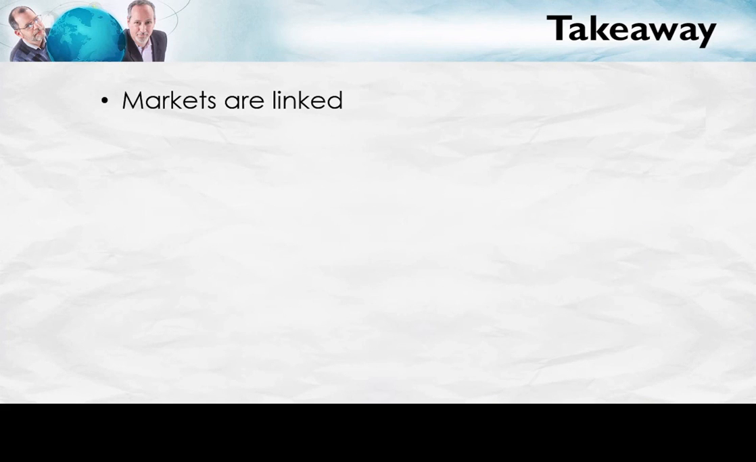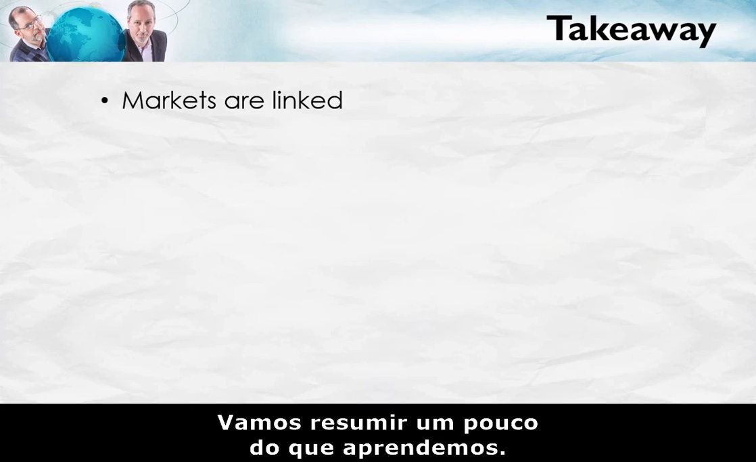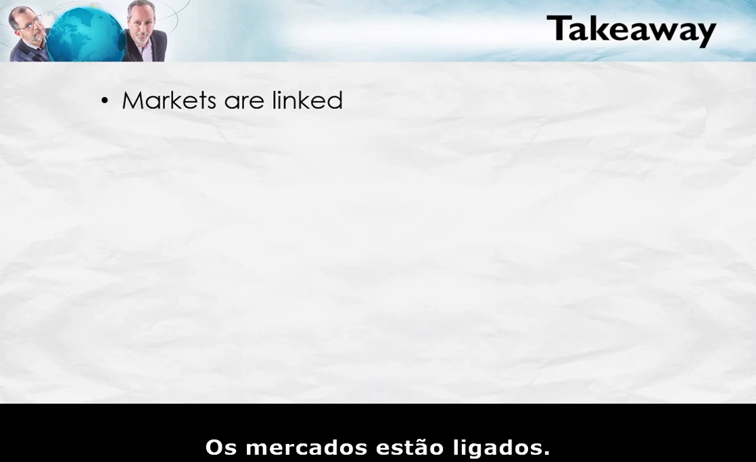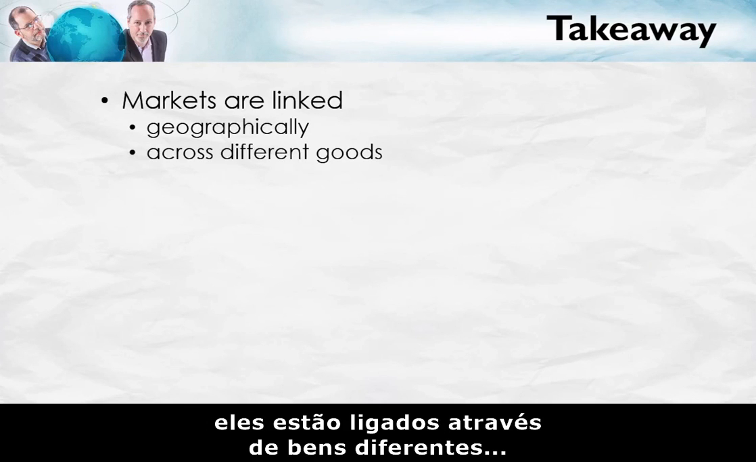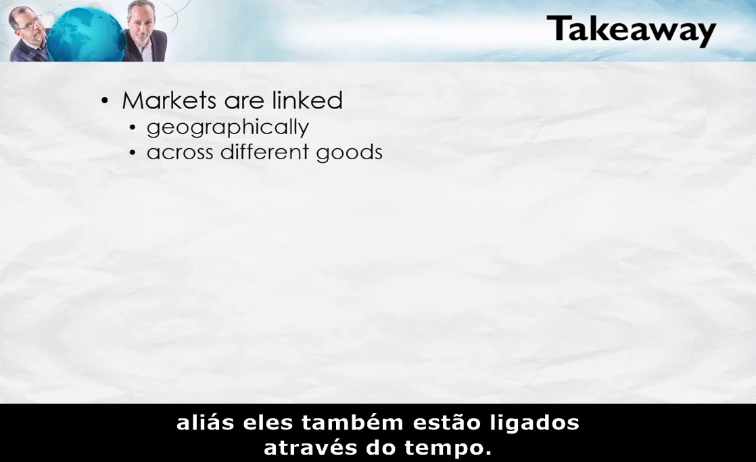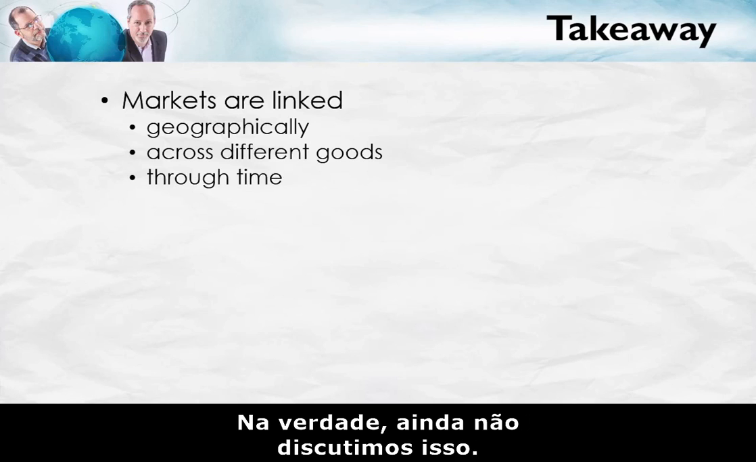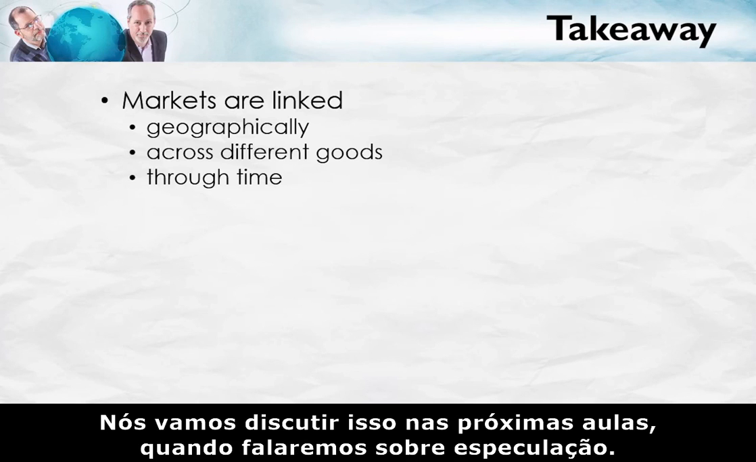Okay, let's summarize a little bit what we've learned. Markets are linked. They're linked geographically across the world. They're linked across different goods. They're also linked, by the way, through time. We haven't actually discussed that one yet. We'll discuss that in the next few lectures when we talk about speculation.